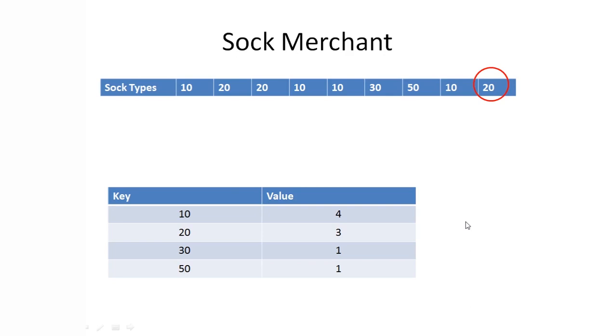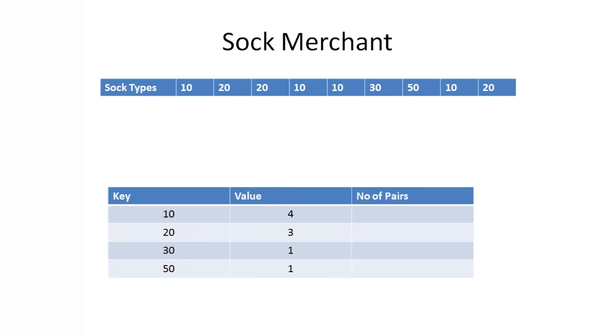So once you have the keys and the values, if you want to get the pairs, the same kind of operation: scan every element, get the value part, and then you just keep dividing by 2 and get to know the number of pairs you can make. How many pairs can we make? We can make 2 pairs of type 10, we can make 1 pair of type 20, and we cannot make any pair of type 30 and 50.